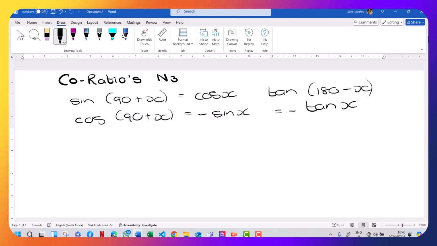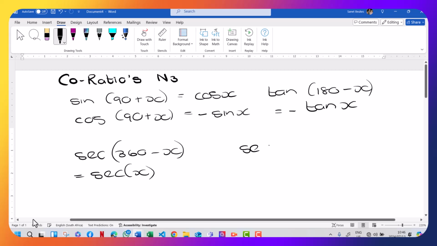If I have another example, sec 360 minus x. 360 minus x means quadrant number 4. It's positive in quadrant number 4. But because it's 360, it doesn't change. My answer stays sec x. But if I have sec 270 plus x, that means it's also quadrant number 4. But now, because we're working with a 270, it's a co-ratio. It changes to cosec x.